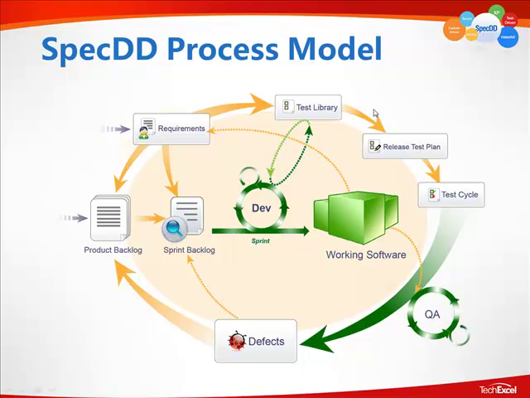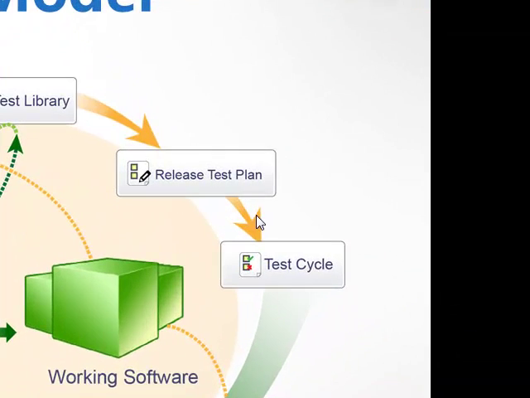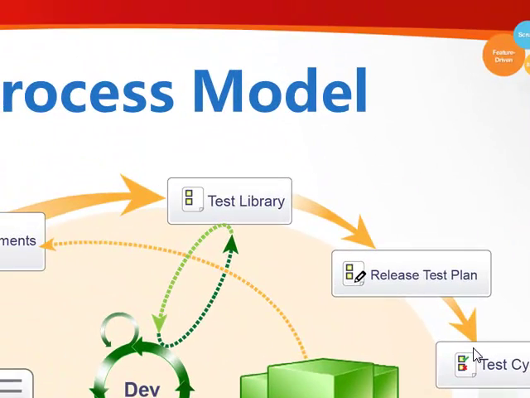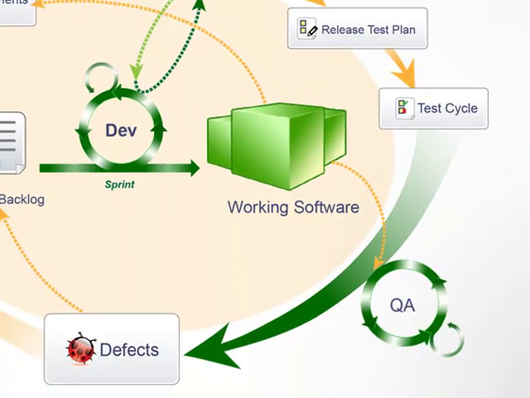The test library then helps create this release test plan for this particular iteration. And from that, you have your test cycle. Your QA team is completely independent. This is not the QA floaters that I mentioned before. This is a separate independent team testing the original requirements within this test cycle. And that is your little QA circular here.